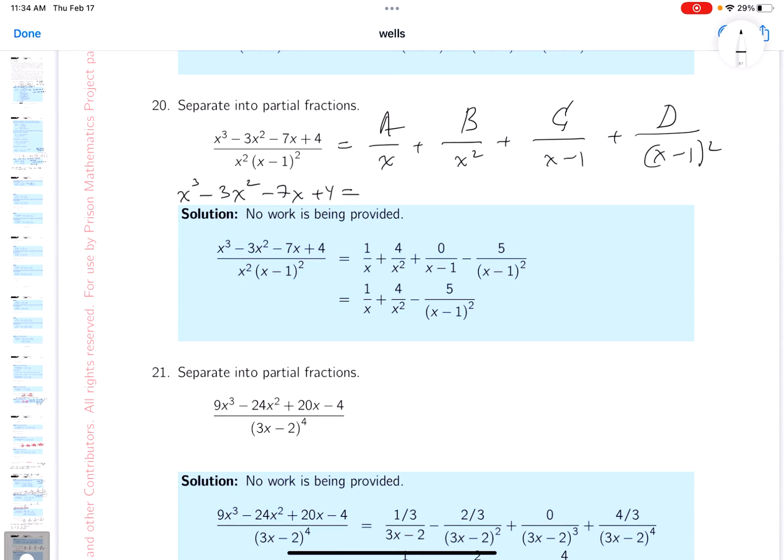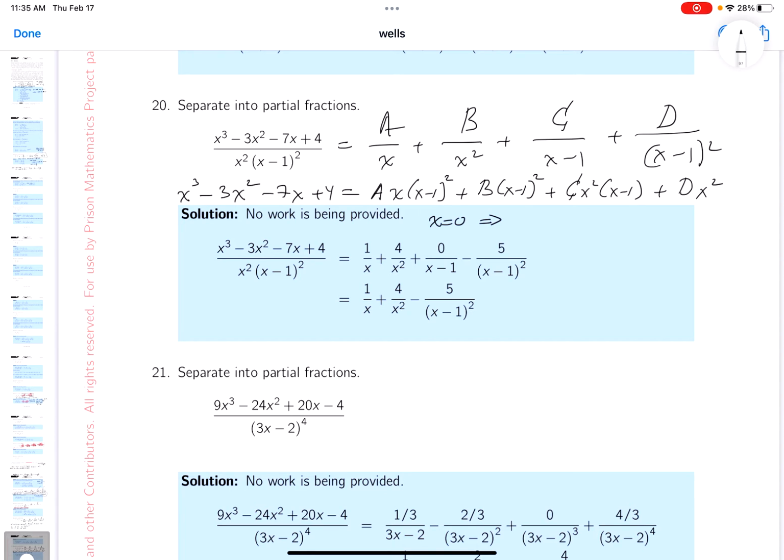Well, you're going to get, let's see, A x minus 1 squared, plus B, x minus 1 squared, plus C, x squared, x minus 1, plus D, x squared. All right? So I'm certainly going to start you off with it. And someone says, what's the easy one to choose? Probably x equals 0.